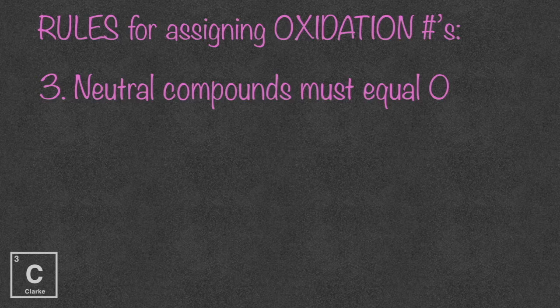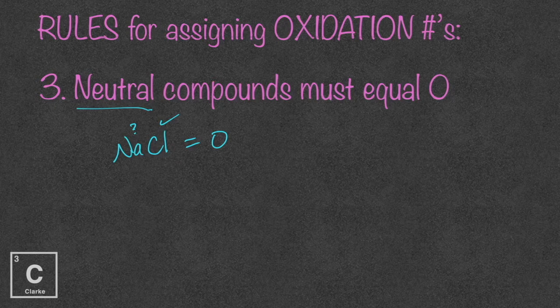I've got rules and exceptions for a lot of the periodic table, but there's some that I don't, and you just have to figure it out. Well, while you're on your journey of figuring it out, this rule will be very, very handy. Neutral compounds must equal 0. So if you have elements locked up into a compound, let's just say sodium chloride, the compound as a whole has an oxidation number of 0. So if you know one of these and you don't know the other, you could figure it out.